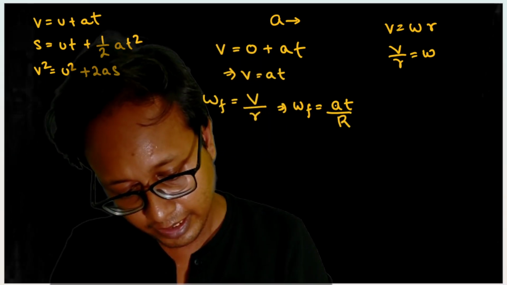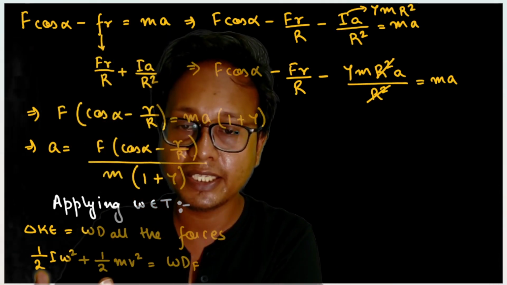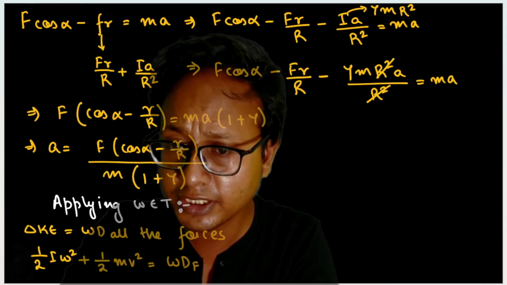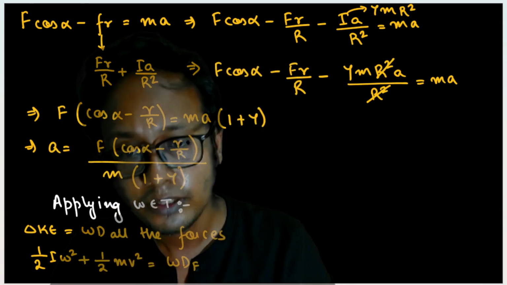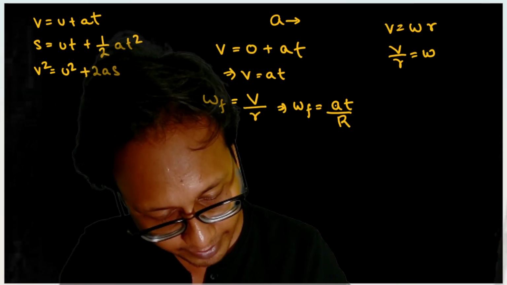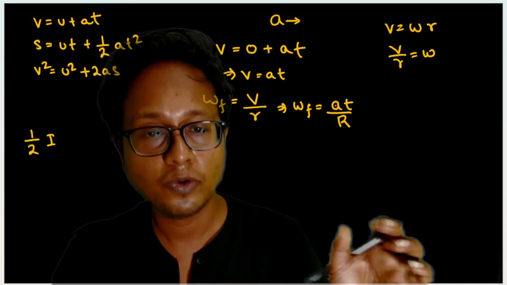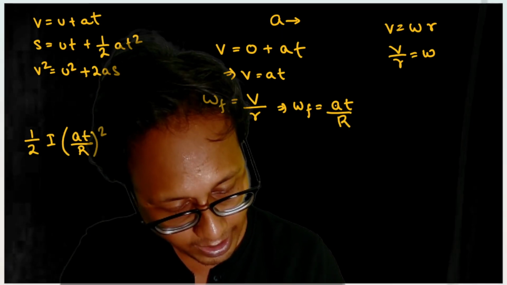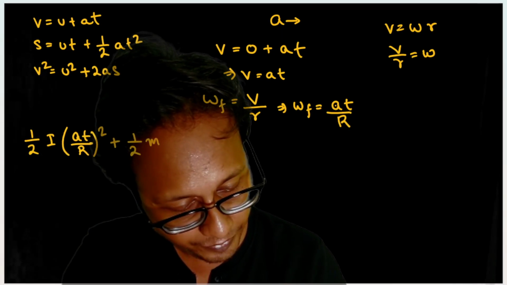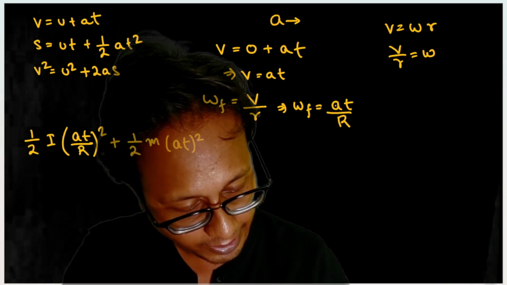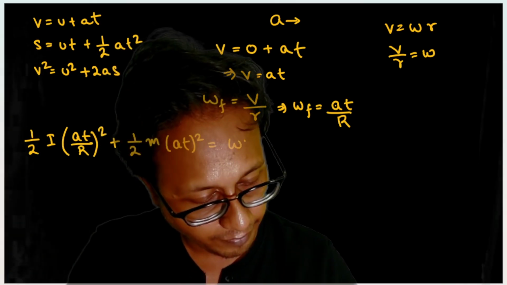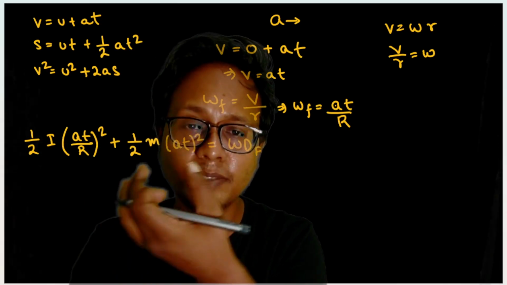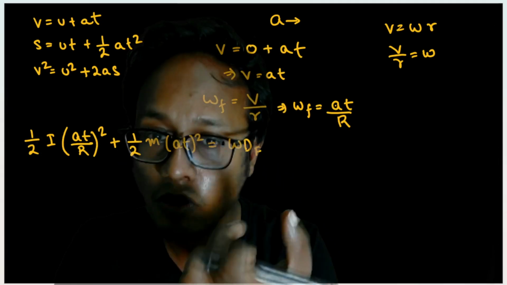Okay, now simply I'll apply the work energy theorem. Final kinetic energy minus initial kinetic energy. Initial kinetic energy was 0 because initial velocity and initial angular velocity was 0. So half I omega square, where omega is nothing but at by R, whole square, plus half m v square, where v is nothing but at, whole square, is equal to work done by force F. Final kinetic energy minus initial kinetic energy is equal to work done by all the forces.